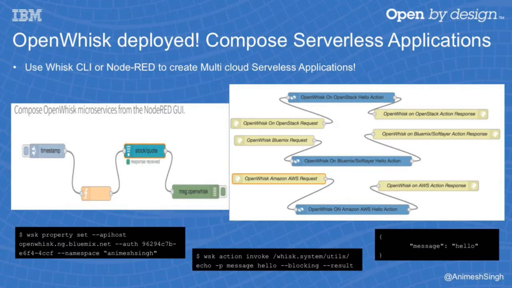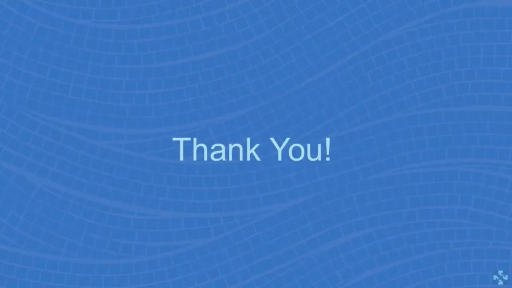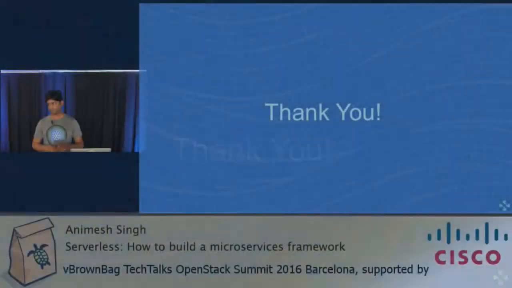We have a public OpenWhisk running on IBM Bluemix. And then we were also able to run Whisk on AWS. We created an application for different scenarios reaching out to the different cloud providers in terms of executing their functions. Thanks. So that's what I wanted to cover as part of this.